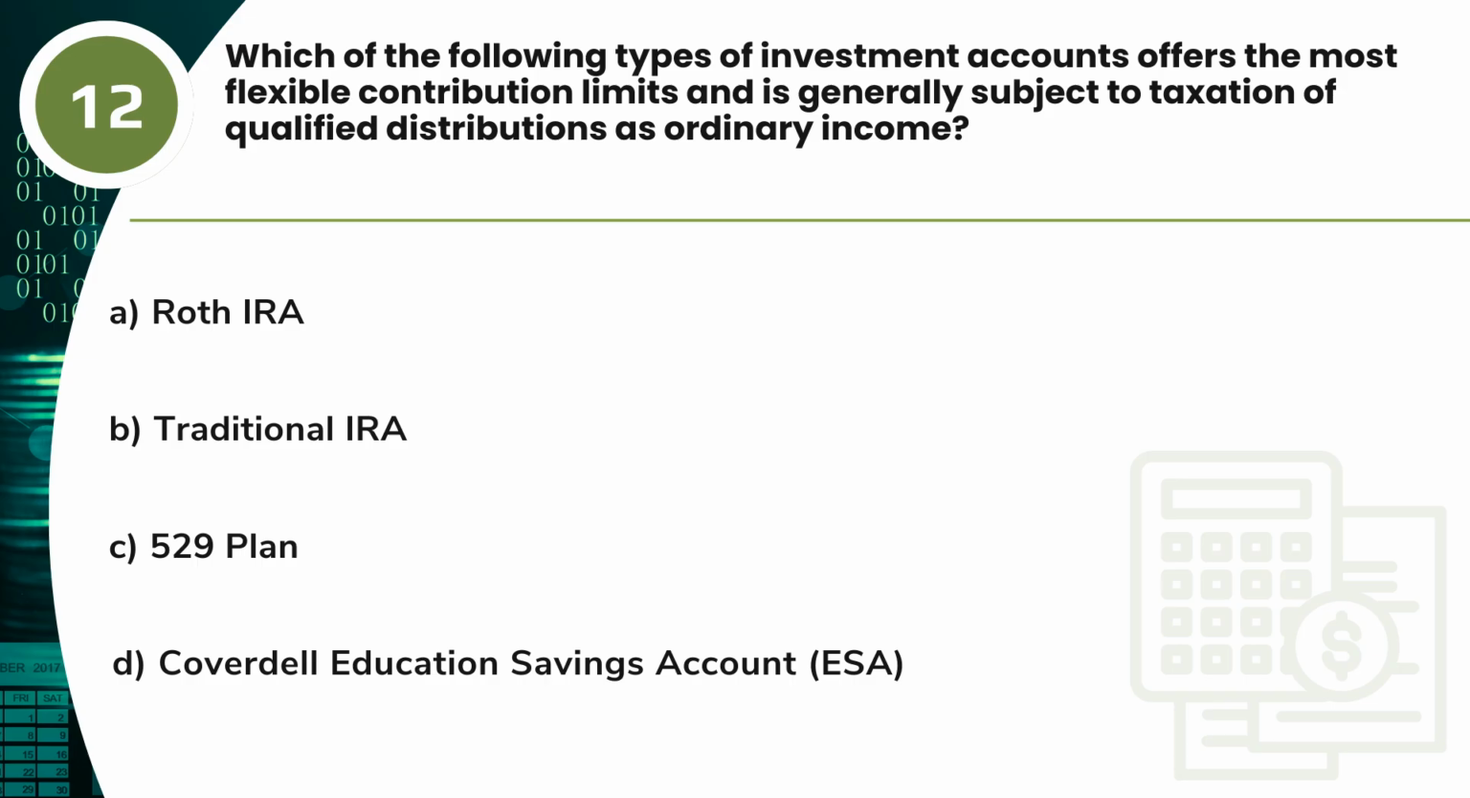Which of the following types of investment accounts offers the most flexible contribution limits and is generally subject to taxation of qualified distributions as ordinary income? A. Roth IRA. B. Traditional IRA. C. 529 Plan. D. Coverdell Education Savings Account, ESA.